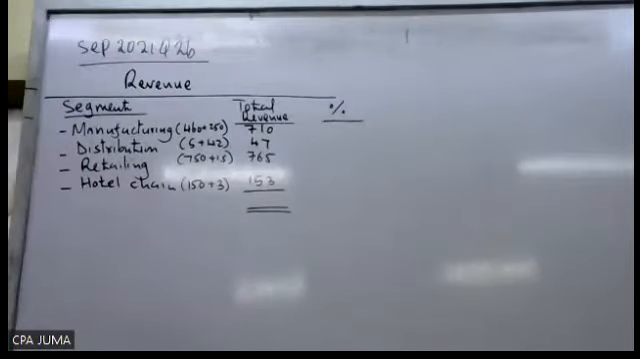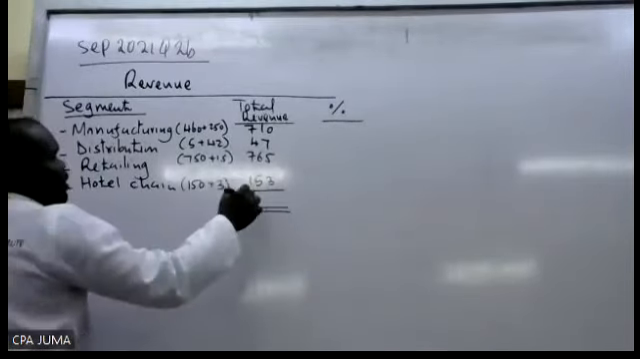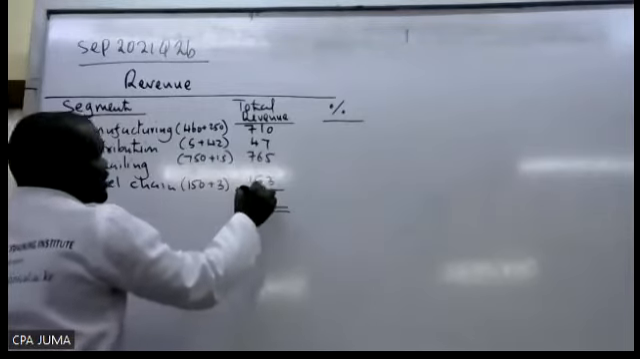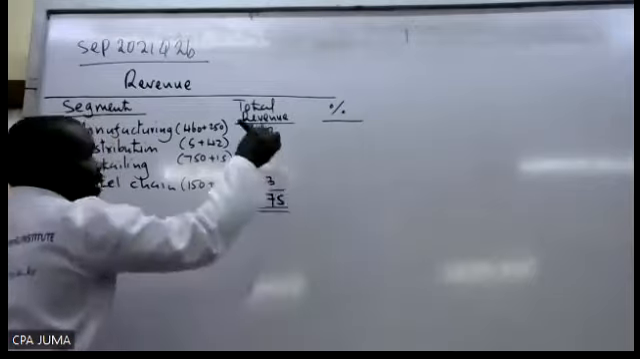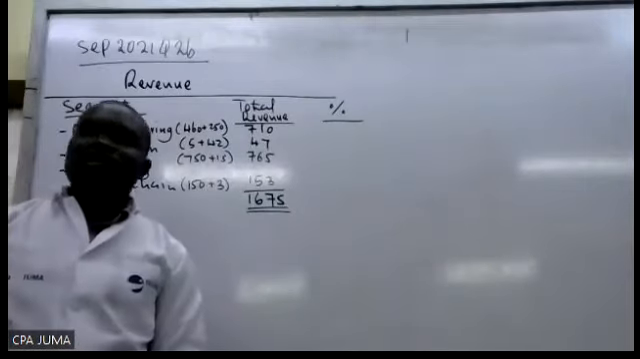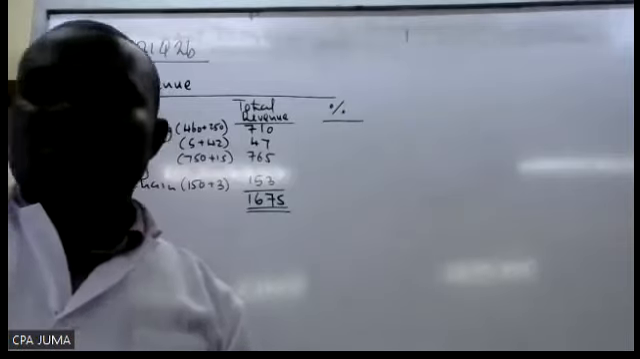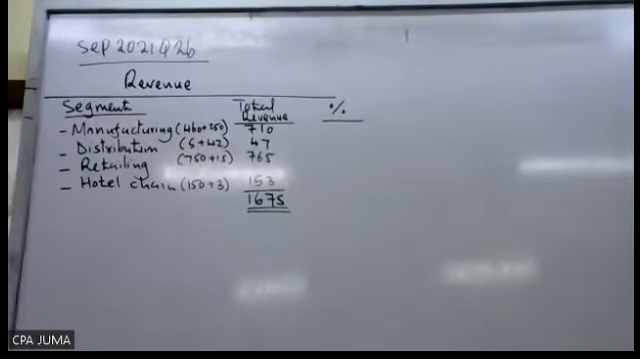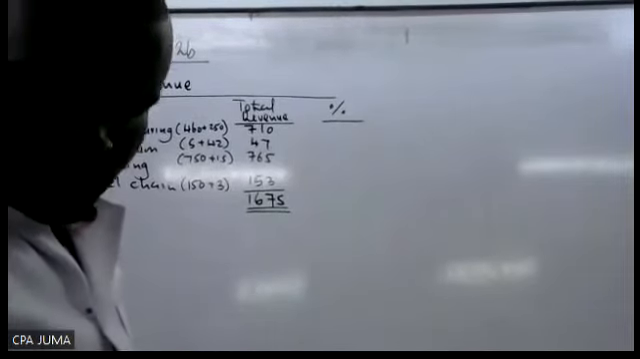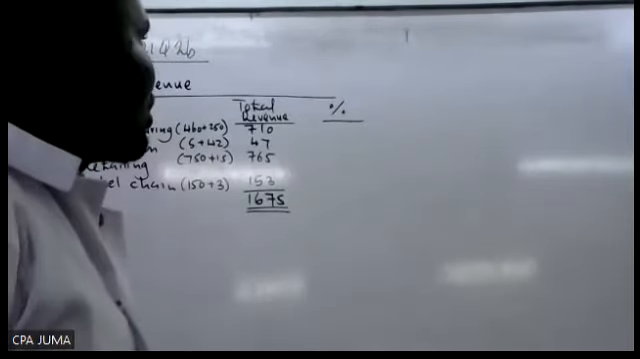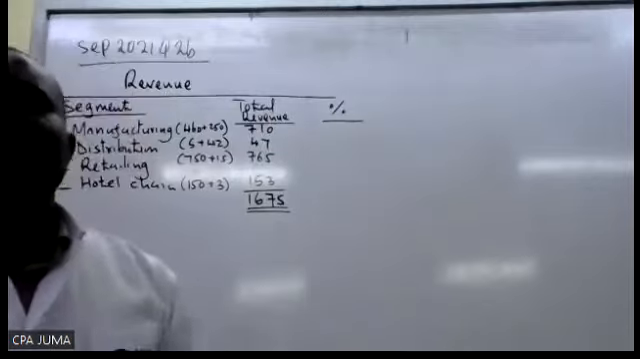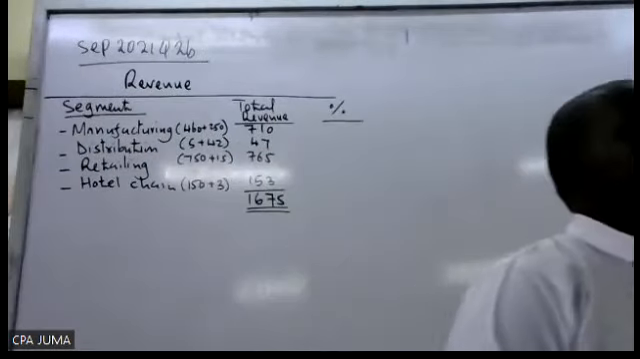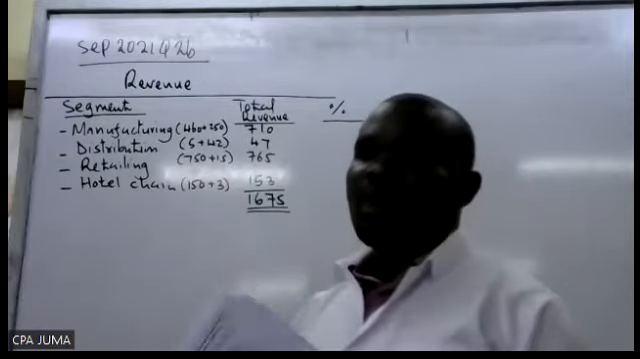And so the total revenue is how much? 1675. Give me the percentages. You express them as a percentage of the total. We can do, let's round off. Let's do one, or two. Two maximum, yes, let's work with the two.